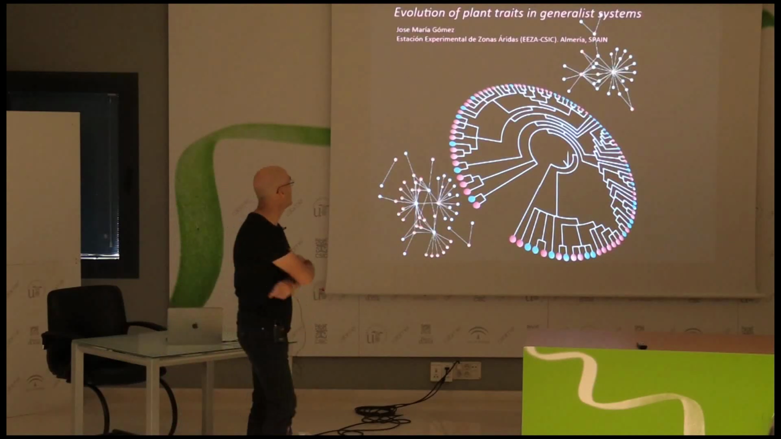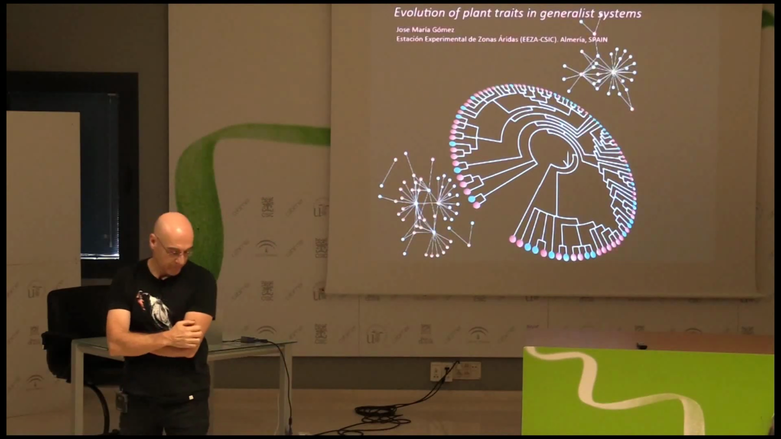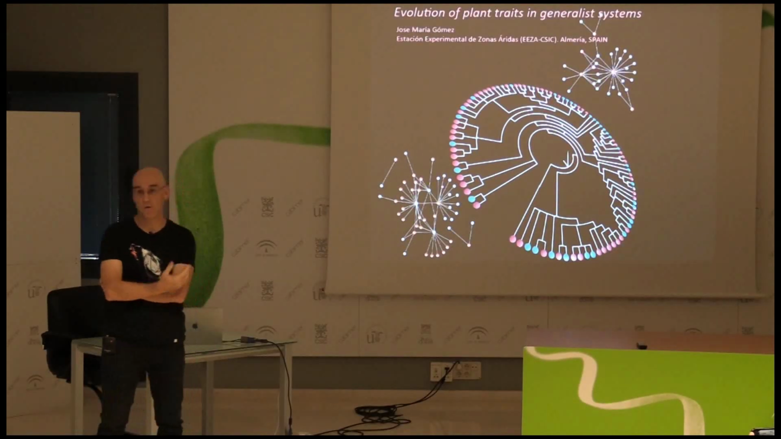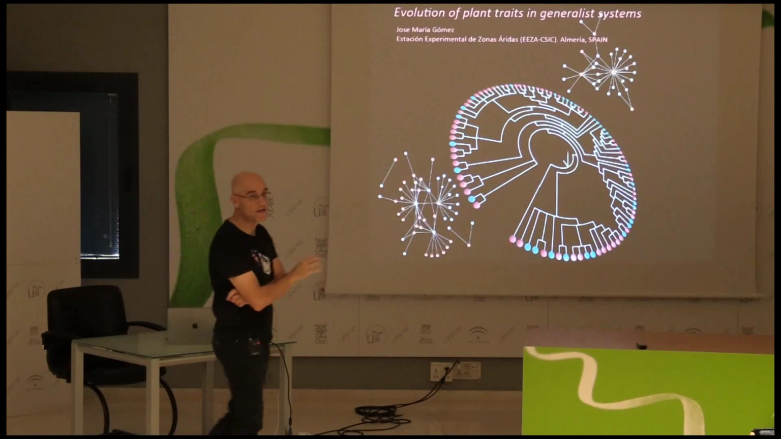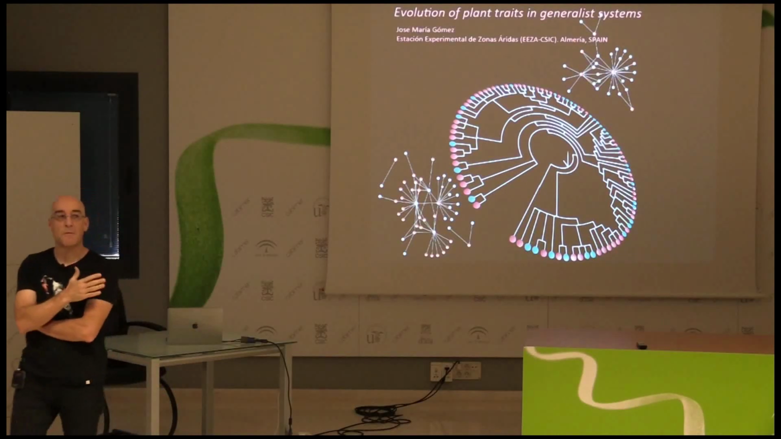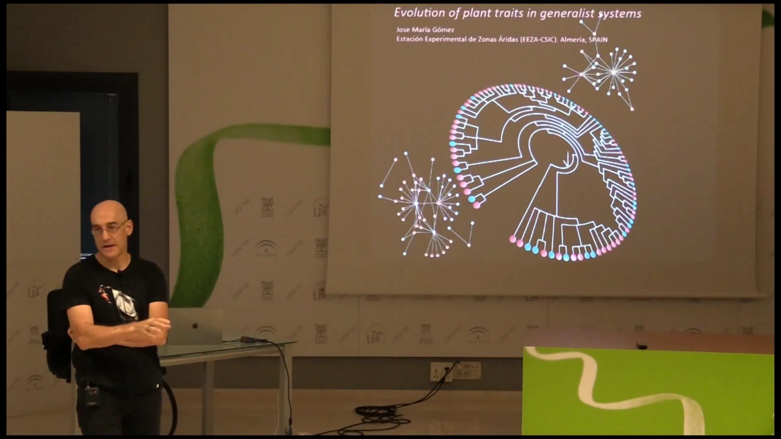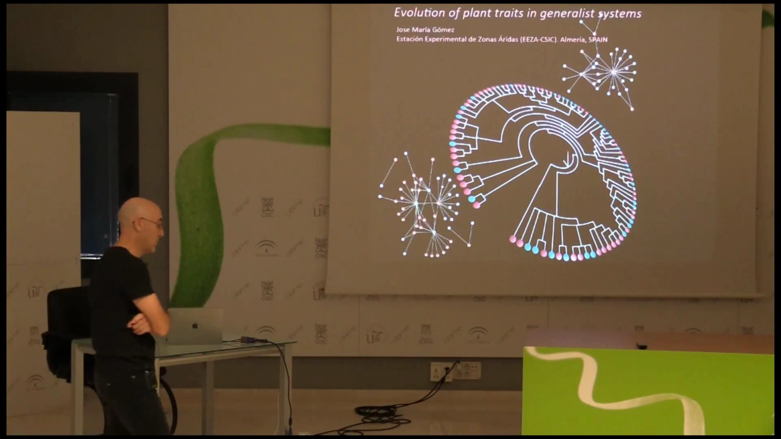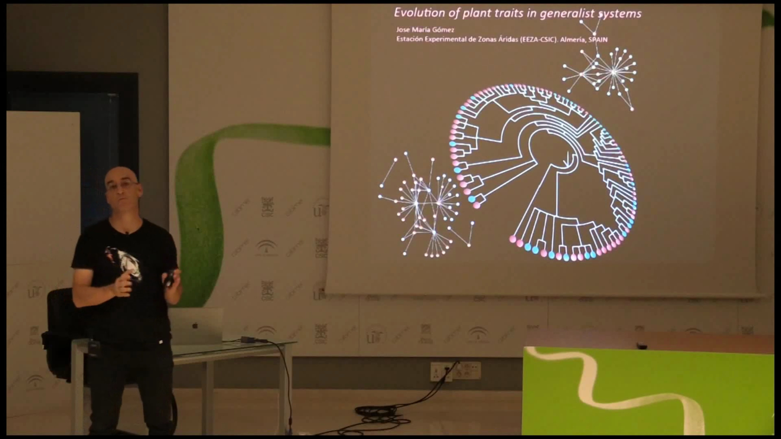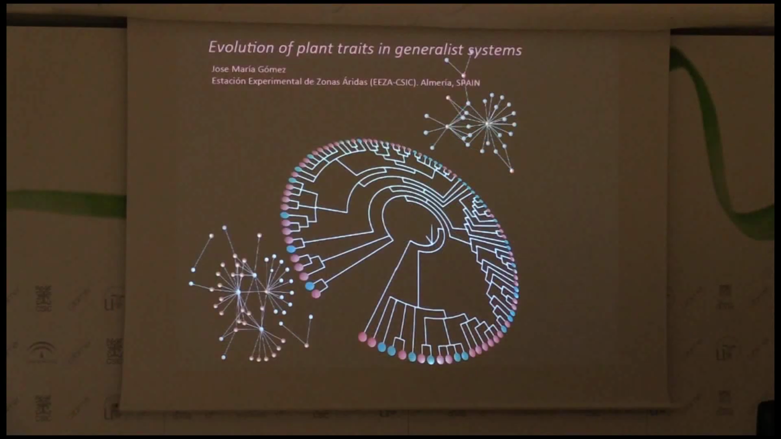Well, the idea of this talk is to give you my main idea of how generalist interactions may evolve. I'm going to focus on pollination because that is my main topic of study, but you can think about this talk in terms of any kind of facultative interaction, say dispersal or synzoochory or any other type of interaction. I'm going to focus on pollination, but it's just my idea about how a generalist system can evolve.